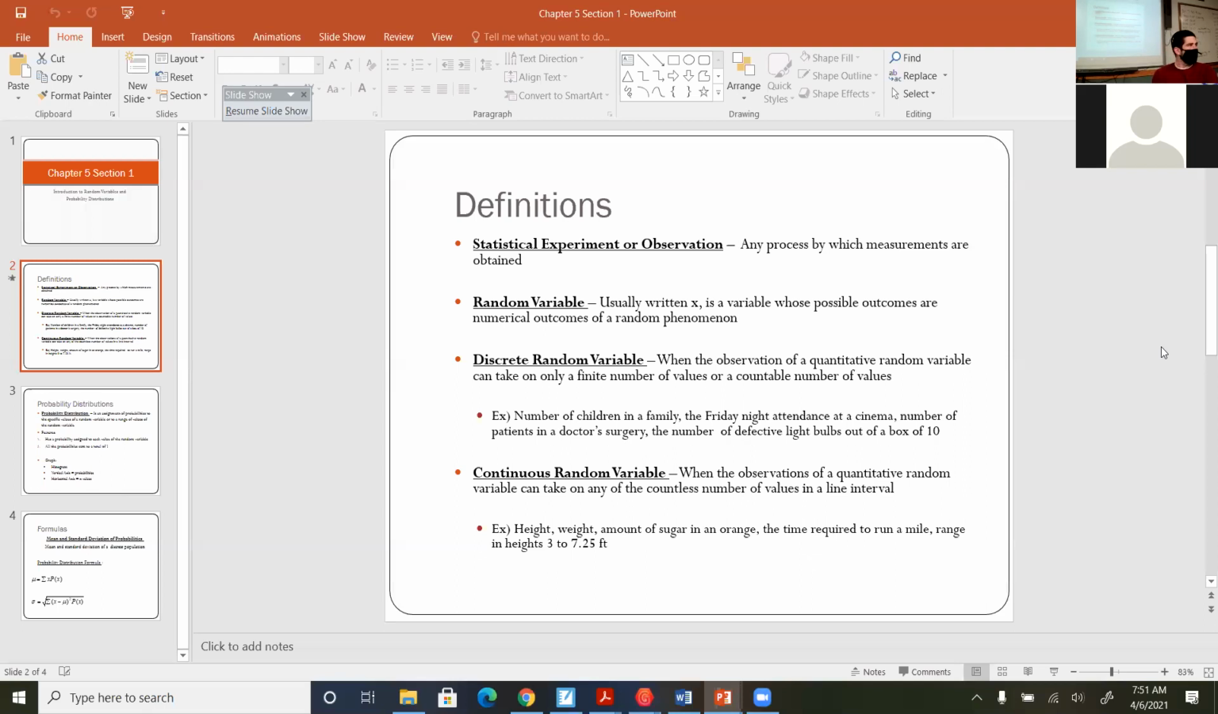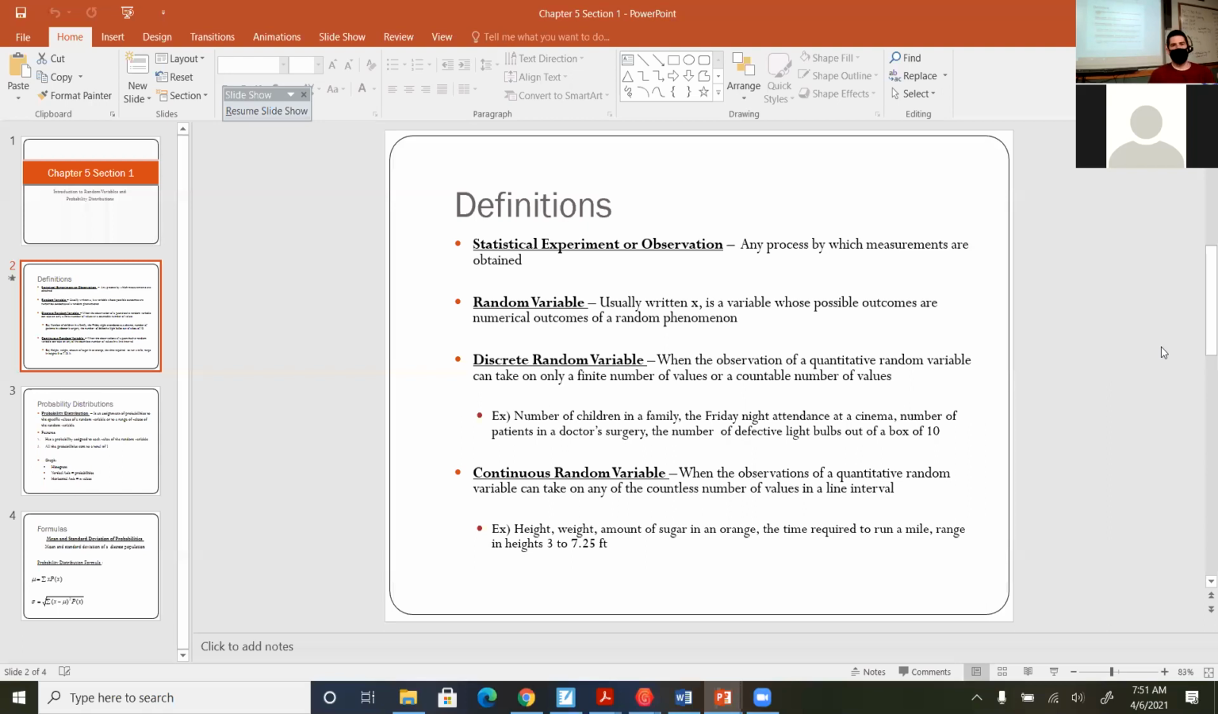A continuous random variable, think about the measurement being continuous as in you can always get more exact. So when the observation of a quantitative random variable can take on any of the countless number of values in a line interval. Something like height, you're 6 feet tall. Well, maybe you're 6 feet and 1 inch. Maybe you're 6 feet 1.5 inches. Maybe you get into centimeters. Maybe you get into millimeters.